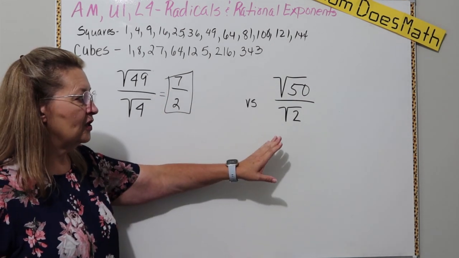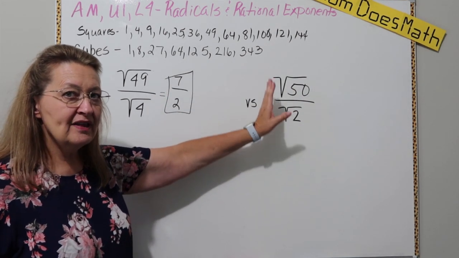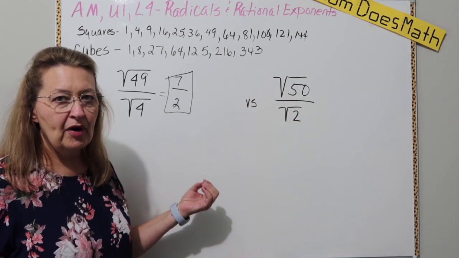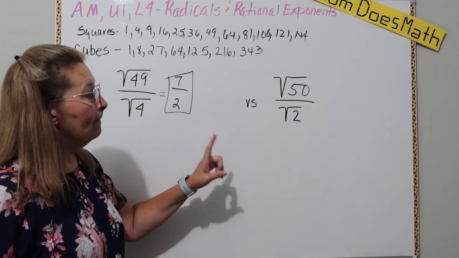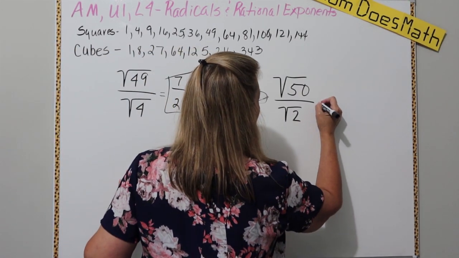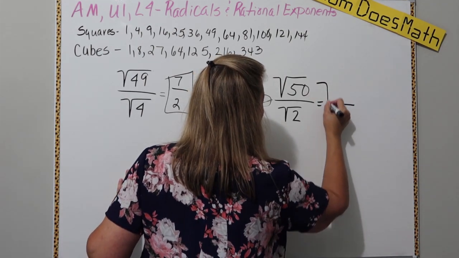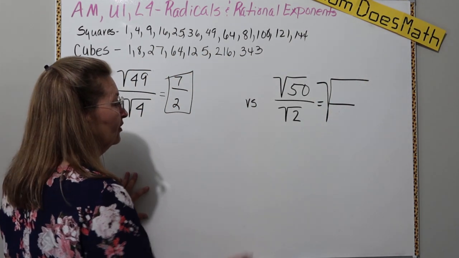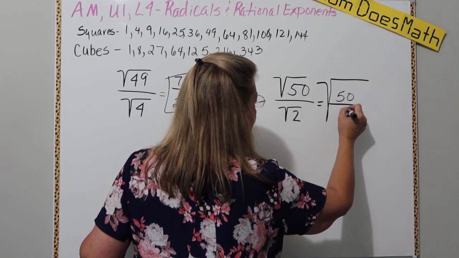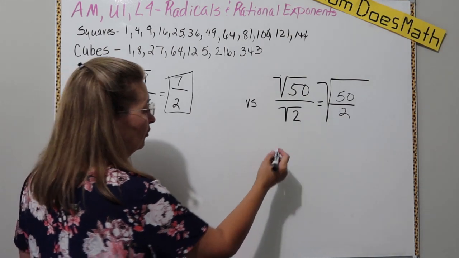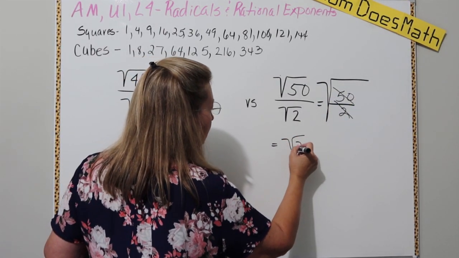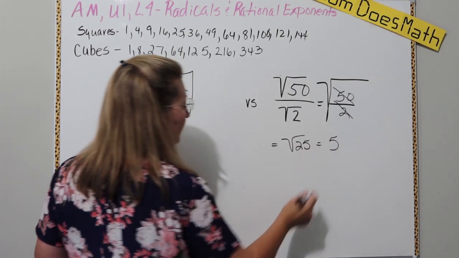Now watch the difference here. These two numbers, it looks like the same scenario, but 50 and 2 are not perfect squares, number one. But I can divide 50 by 2. So what I would want to do on this problem is put the whole fraction under one radical. Now that's only if your two indexes match. So what you would have here is 50 over 2 under one radical. Then you could divide. 50 divided by 2 is 25 and get 5.